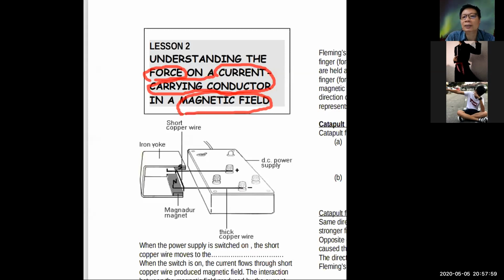Do you get it? Yuan Ân, are you still there now? Tan Yuan Ân still there or not? No more there.